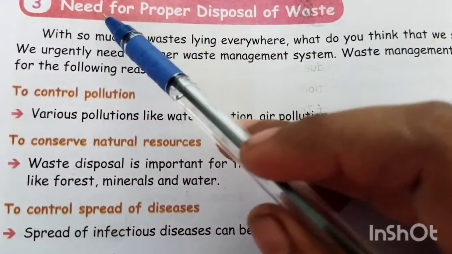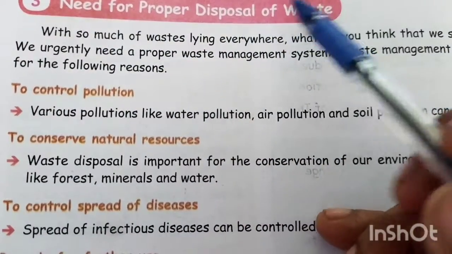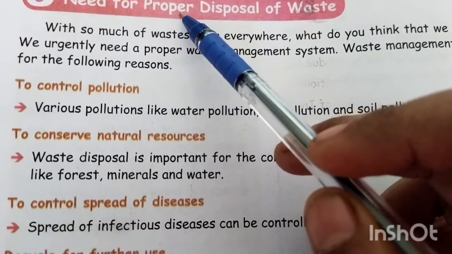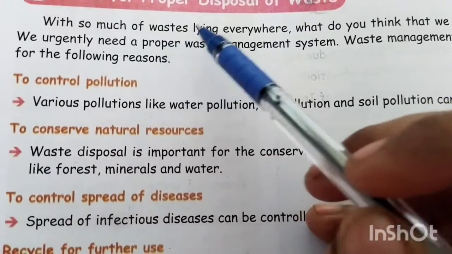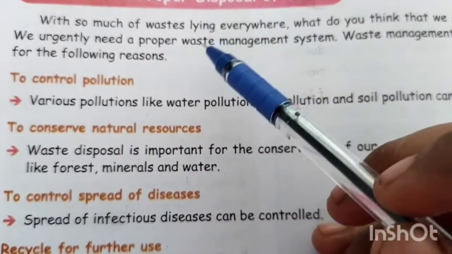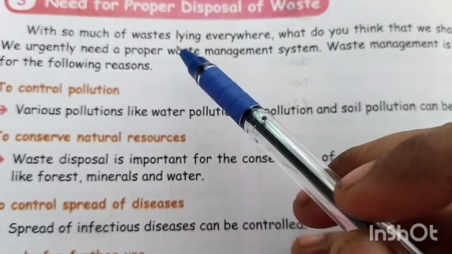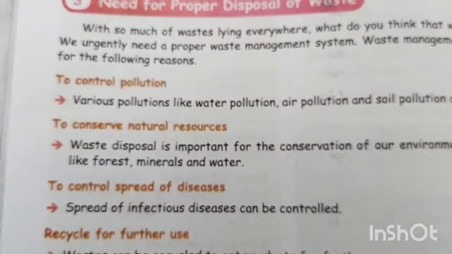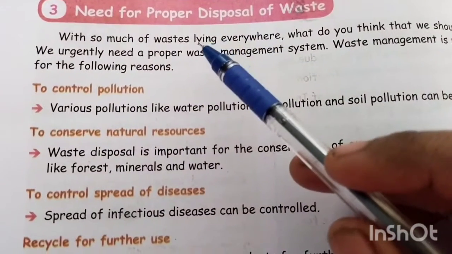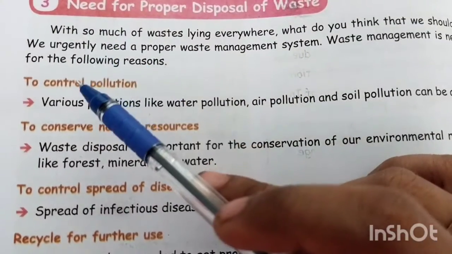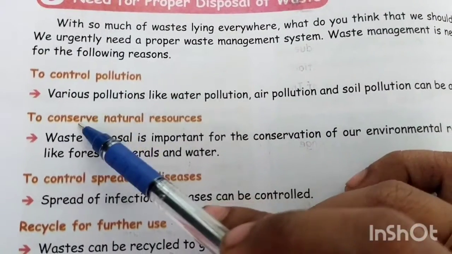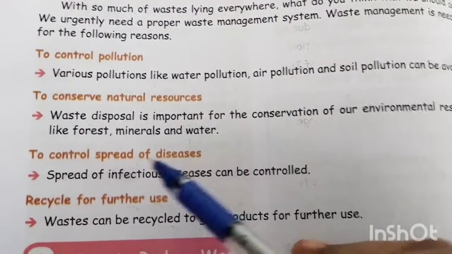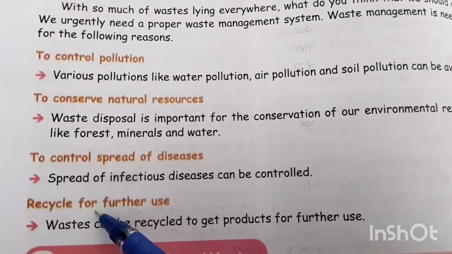Students, now we will learn the topic need for proper disposal of waste. Disposal means throwing the waste. We should throw the waste in a proper way. With so much waste lying everywhere, it creates a lot of problems, diseases and pollution. So proper disposal of waste is needed to prevent all these problems. It is needed to control pollution, to conserve natural resources, to control the spread of diseases, and for recycling.